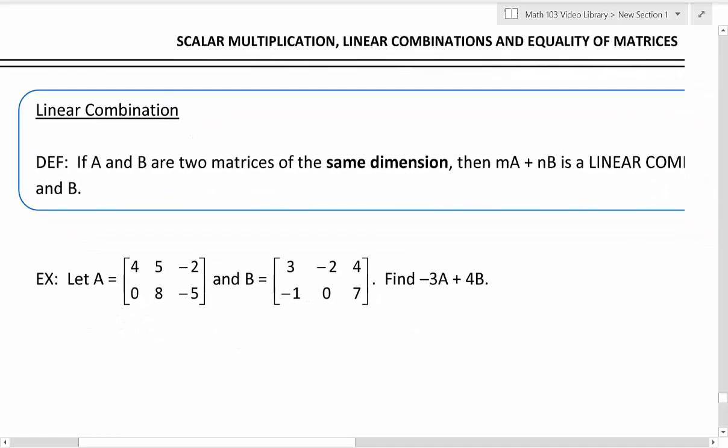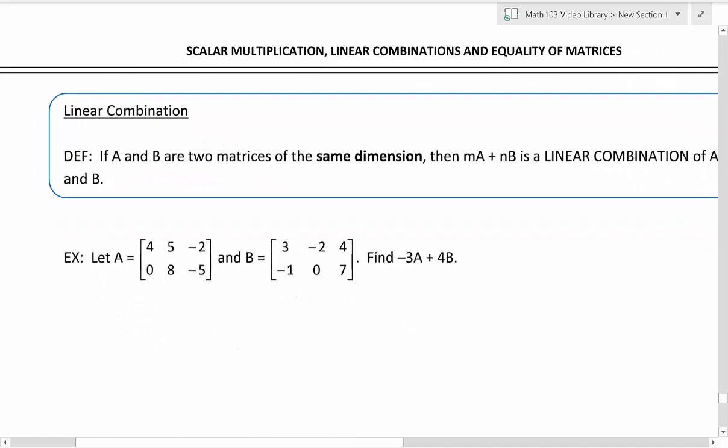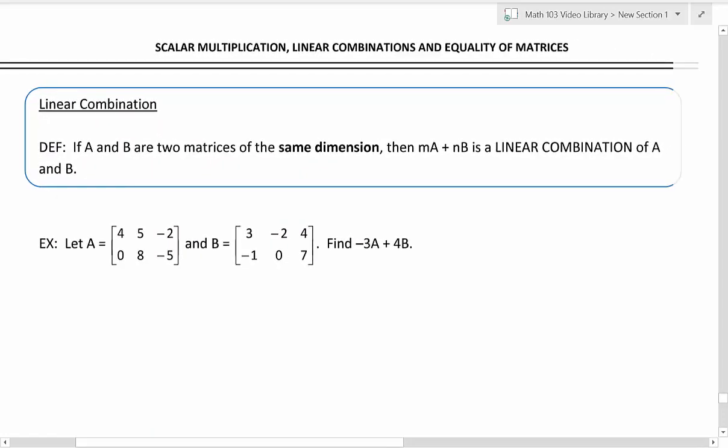Our next operation is called a linear combination. Basically, this operation combines scalar multiplication and addition. Since this does involve addition of matrices, the two matrices have to be exactly the same dimension in order to perform a linear combination.